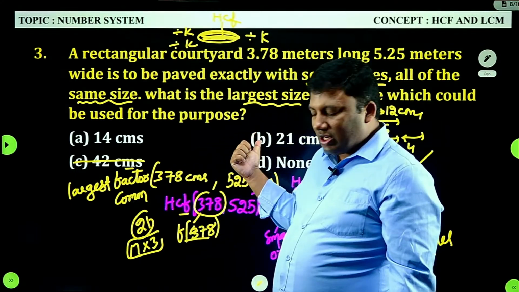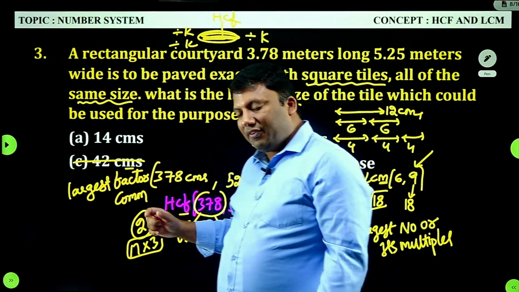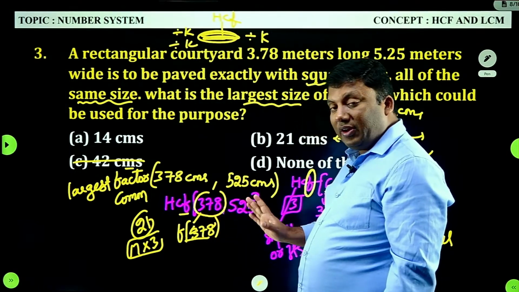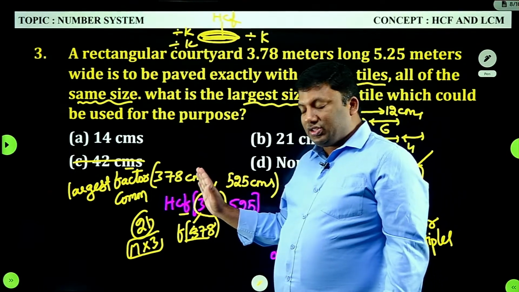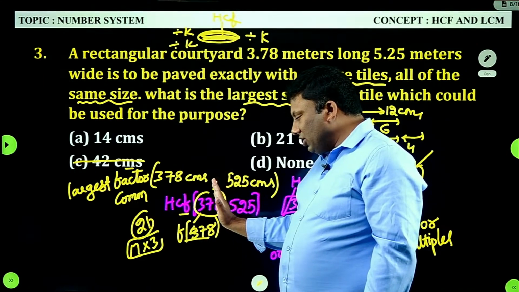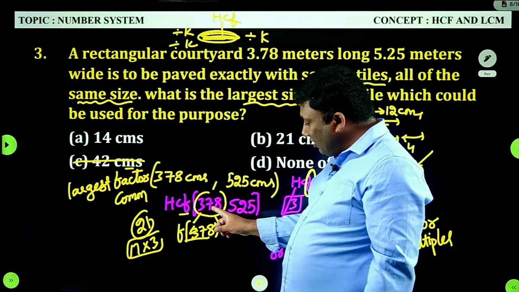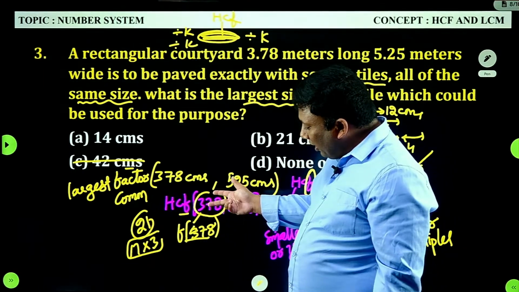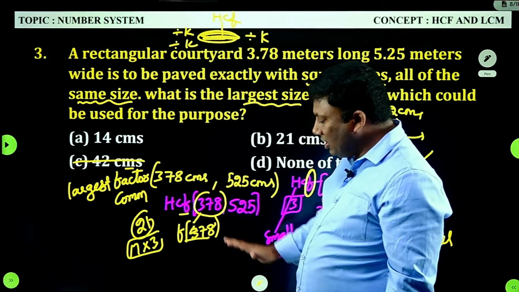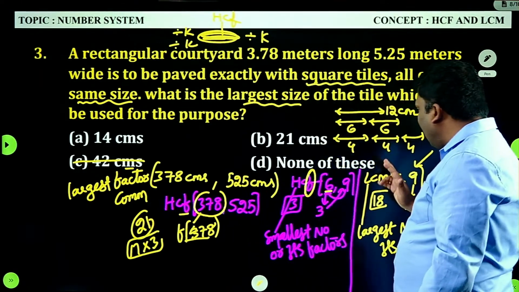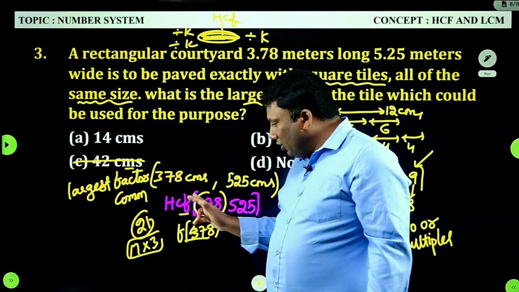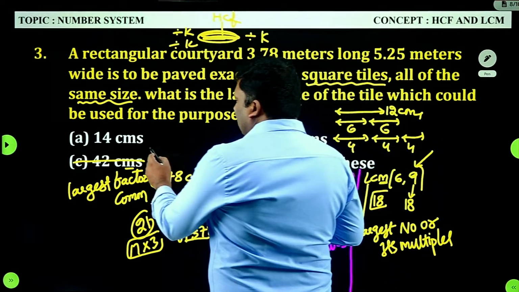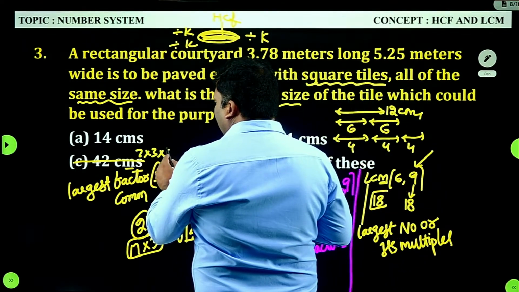The question said largest, so I kept it as HCF. HCF of 378 and 525. Whenever you are doing HCF, concentration is on the smallest number, 378. 378 will not divide 525. So I took the factors of 378, largest to smallest. 42, yes, it divides 378. 42 is 7 into 3 into 2.